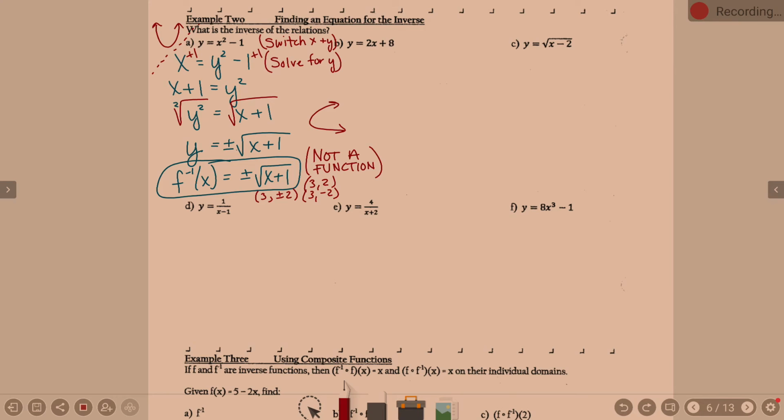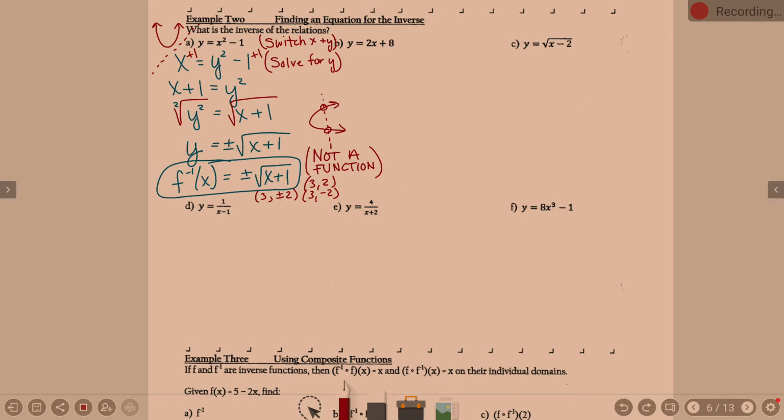Does a sideways parabola pass a vertical line test? No. Remember a vertical line test? If I draw a vertical line, that vertical line just touched that sideways parabola twice. And so that is not a function.